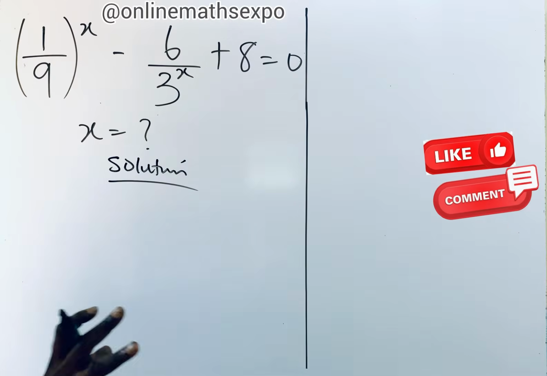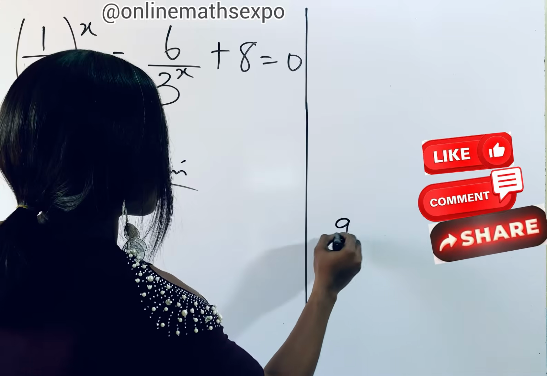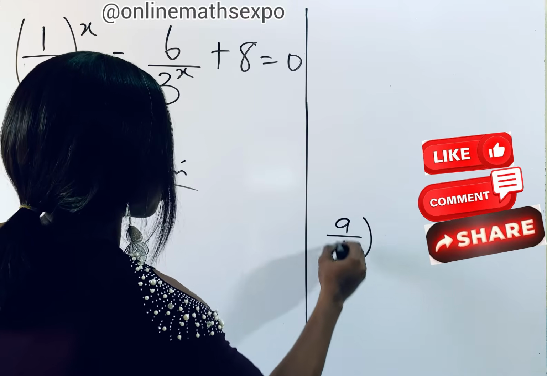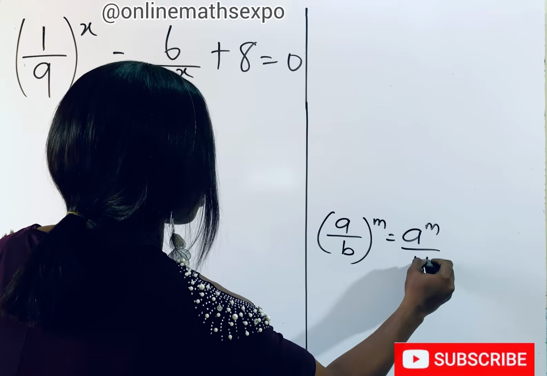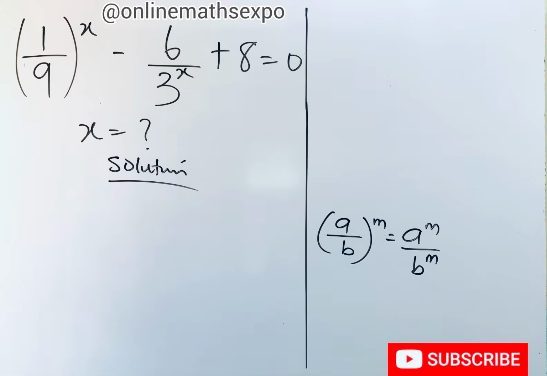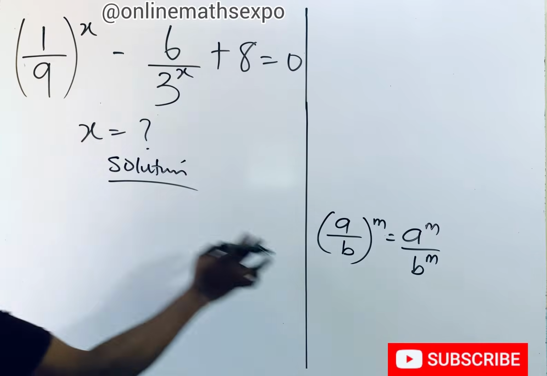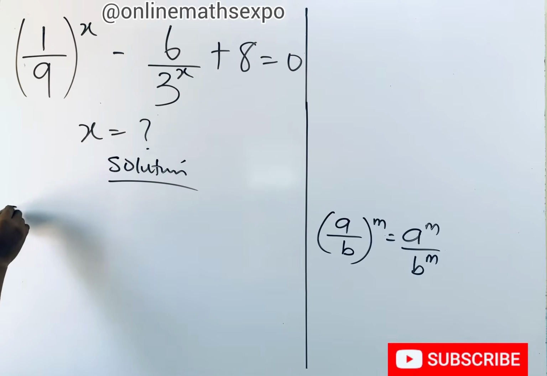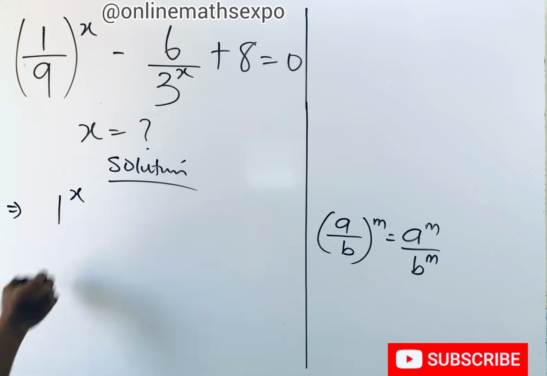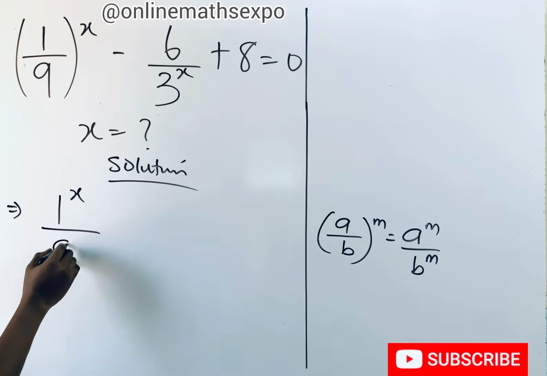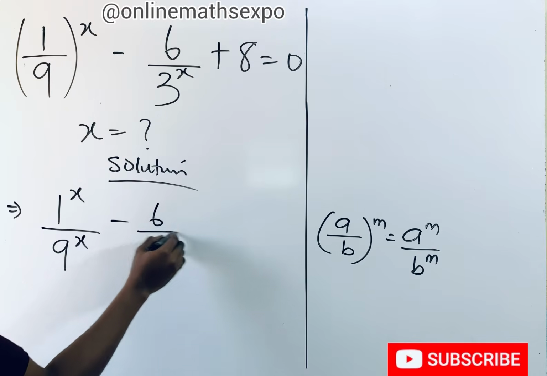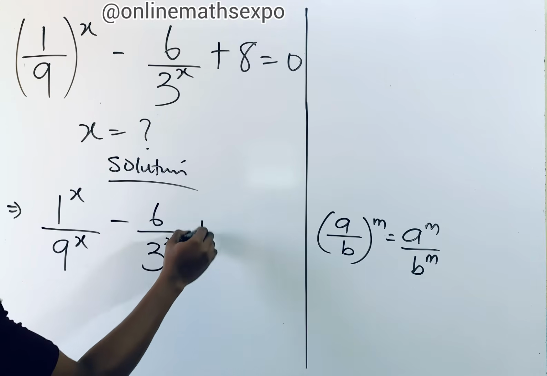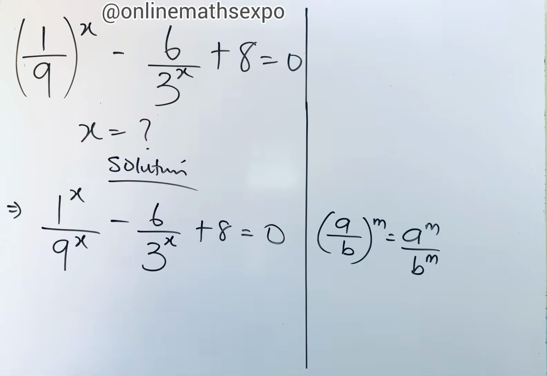Quickly remember, each time you have a divided by b to the power of m, it is a to the power of m divided by b to the power of m. Now, when you have this, we can apply this, okay? So it's going to give us 1 to the power of x divided by 9 to the power of x. Did you see? Minus 6 divided by 3 to the power of x plus 8 is equal to 0. Interesting. Now, what do you do next?